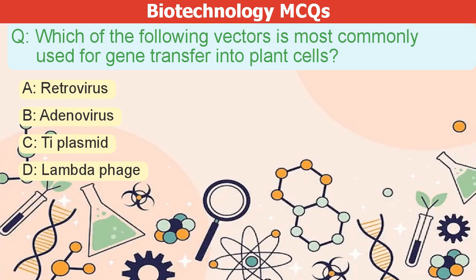Which of the following vectors is most commonly used for gene transfer into plant cells? A. Retrovirus. B. Adenovirus. C. Ti plasmid. D. Lambda phage.